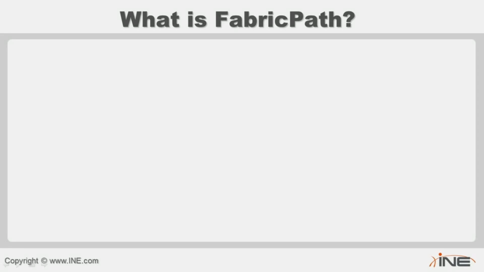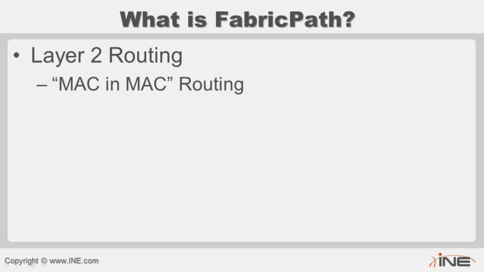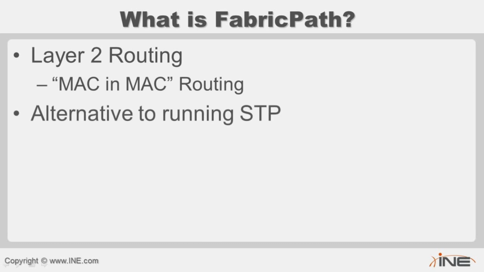FabricPath mainly is going to be a layer 2 routing protocol. It's sometimes called MAC-in-MAC routing. And basically what it's going to allow us to do is to remove spanning tree protocol from the topology, which we know only allows us to do active standby load balancing, where normally we have our root port in spanning tree that's going up to the spanning tree root bridge.